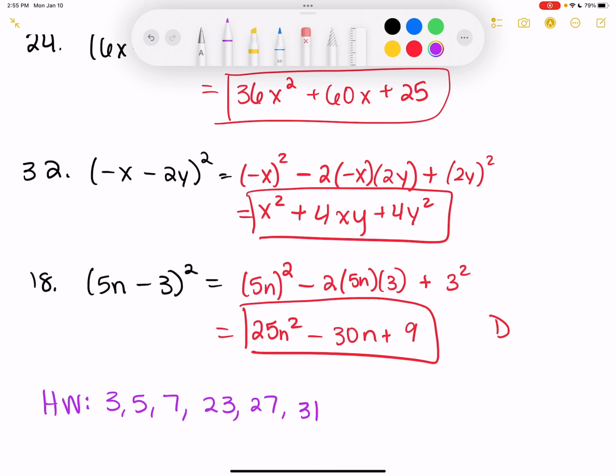And 31. Okay, so you need to work on these 6 problems. You have 20 minutes left. You should be able to knock these out.